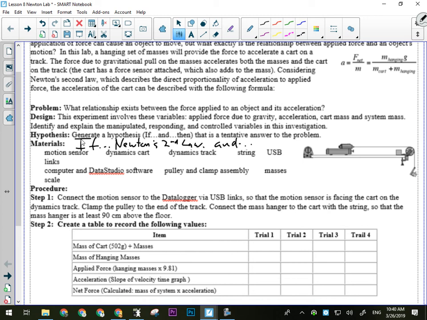In the then part, you need to predict your results. If Newton's second law says this, and you do that, what's going to happen? And specifically, what's going to happen to the acceleration of the system? That is, after all, what we're measuring. So we need to say what's going to happen. That way, we're either going to be right or wrong. There's not going to be an in-between.